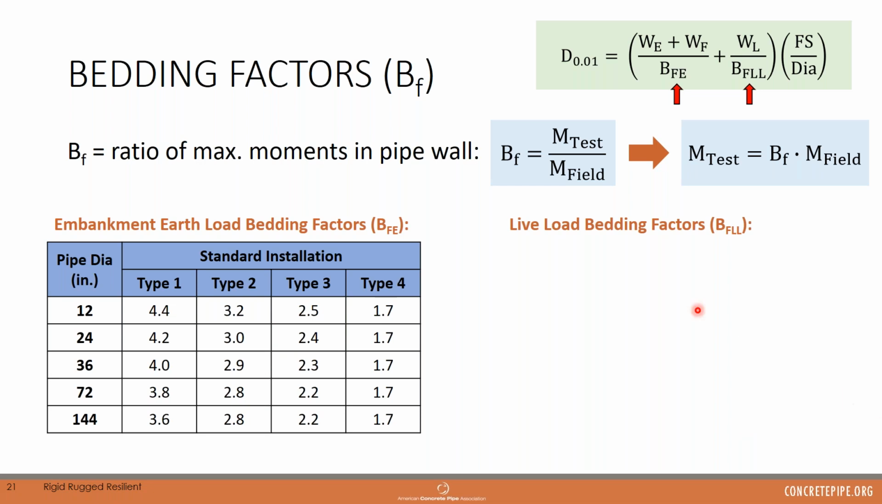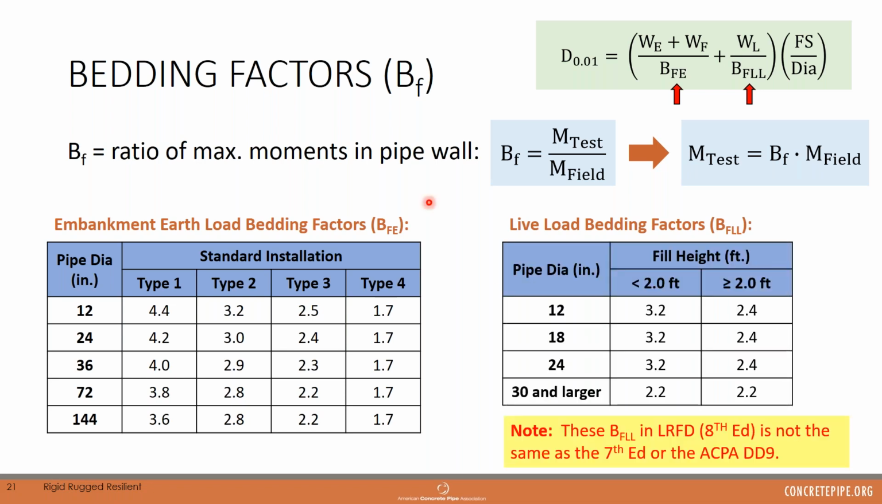So that's really how the bedding factors work relative to the pipe strength. And then there are also live load bedding factors that are published. These values are straight out of the 8th edition of the LRFD. But one thing to keep in mind is they changed it in this edition.